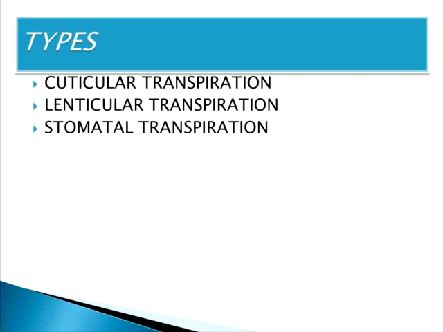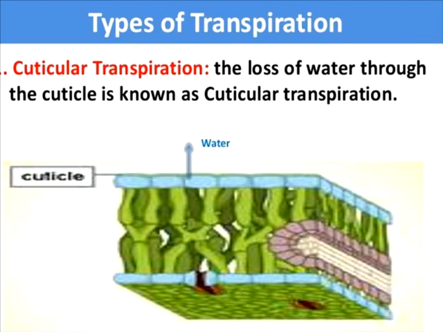Types of transpiration: cuticular transpiration, lenticular transpiration, and the third one is stomatal transpiration. These are the main sources through which water loss occurs, and according to them, transpiration is classified. Cuticular transpiration is the loss of water that occurs through the cuticle. About 20% of the total transpiration takes place through cuticular transpiration.